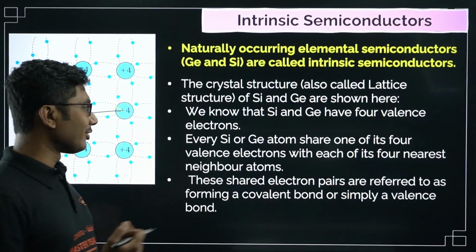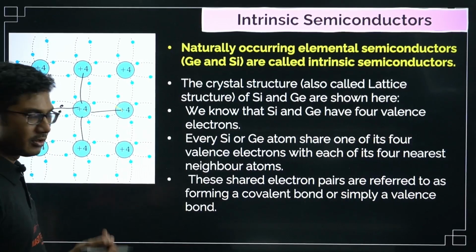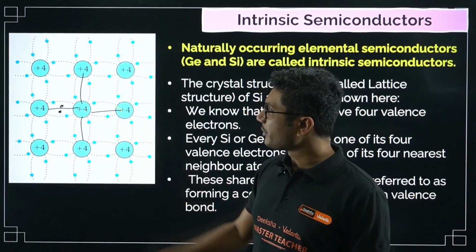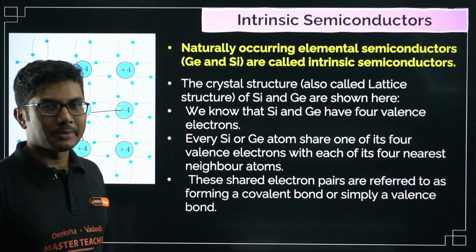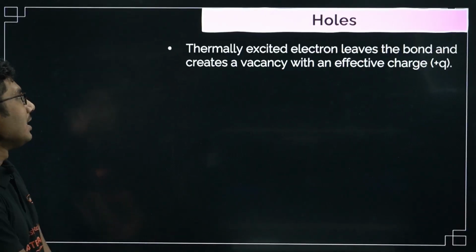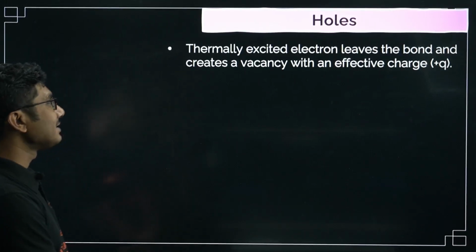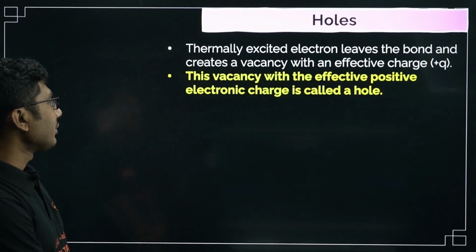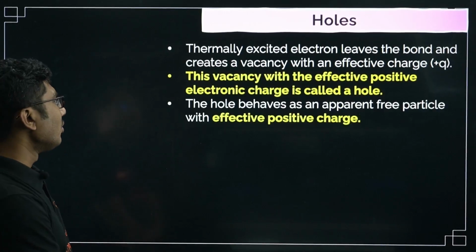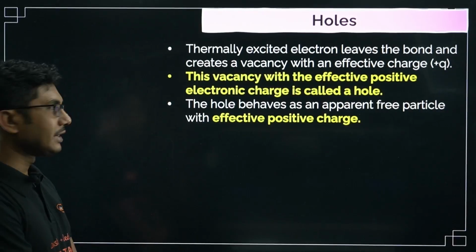These shared electron pairs are referred to as forming a covalent bond or simply a valence bond. Either you can call them a valence bond or a covalent bond. They are forming covalent bonds with each other, they are stable, they are happy. Now we are talking about holes. Thermally excited electrons leave the bond and create a vacancy with an effective positive charge. This vacancy with the effective positive electronic charge is called a hole. The hole behaves as an apparent free particle with effective positive charge.